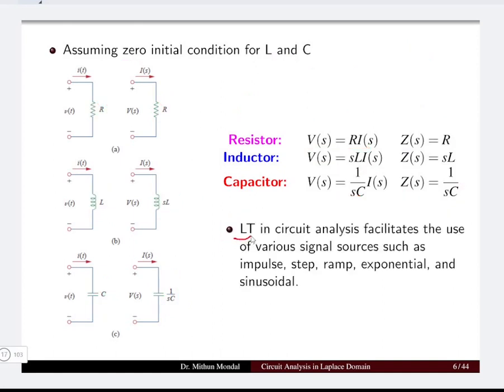Laplace transform in circuit analysis facilitates the use of various signal sources such as impulse, step, ramp, exponential, and sinusoidal. So the given input signal can be in the form of an impulse signal, step signal, ramp, exponential, or sinusoidal. A lot of signals or combinations of signals can be there. We can take the Laplace transform of that.